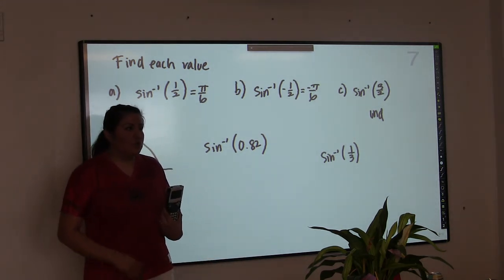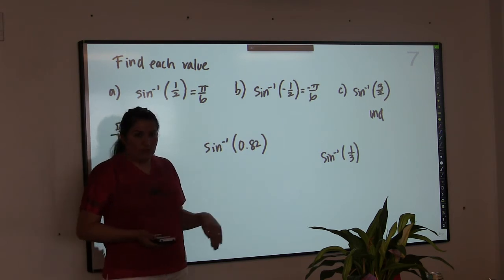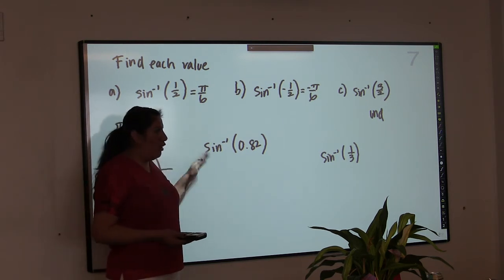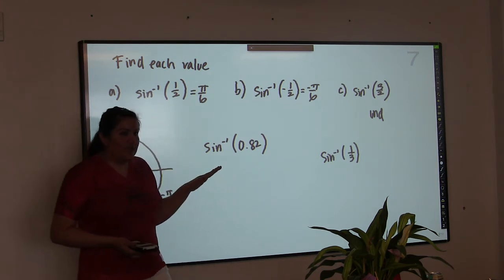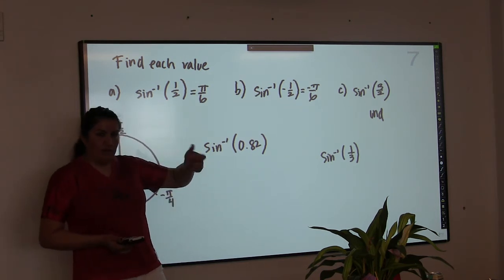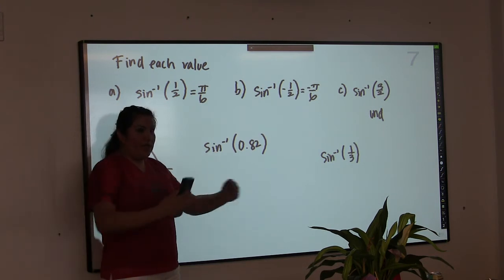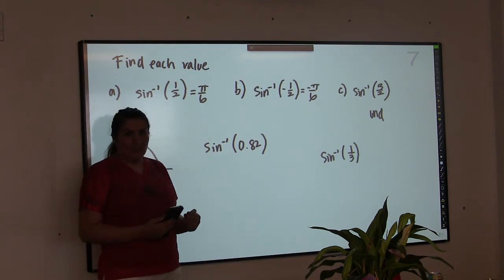Oftentimes, students will confuse inverse functions with reciprocal functions. This is not 1 over sine, by no means whatsoever. 1 over sine just takes the value and flips it over. This is literally inverting x and y, so it's not the same thing as a reciprocal function.